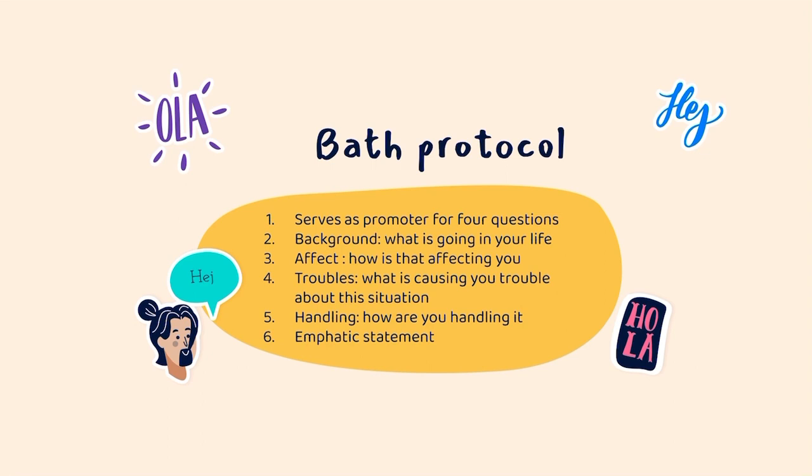What is going on in your life? A, Affect. How is that affecting you? T, Trouble. What is causing you trouble about the situation? H, Handling. How are you handling it? And E, Empathy. For example, that must be hard for you and very frustrating.